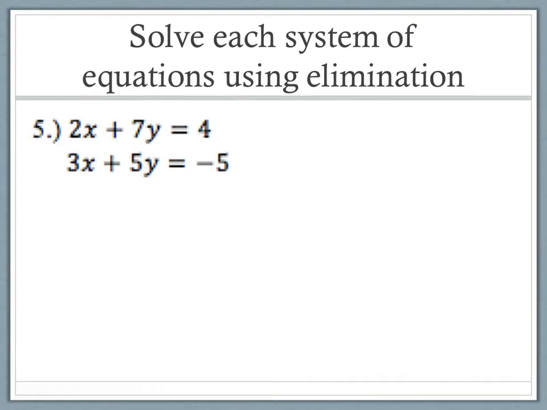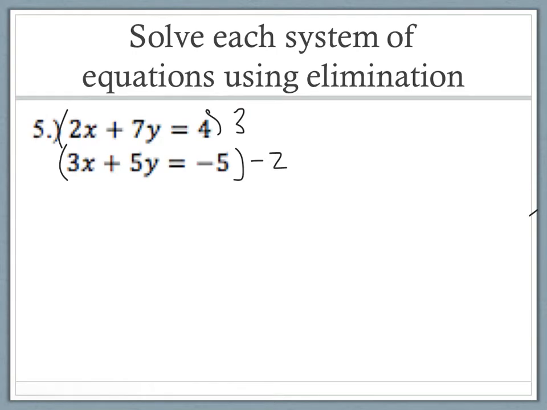Alright guys, so if I take a look at this equation, if I look at the 2 and the 3, there's nothing I can multiply either of those by to get the other number. Same with 7 and 5. So I'm going to actually have to multiply both equations by something. So I'm going to use the x's. I'm going to multiply the top one by 3, so I could get a 6x, and I'm going to multiply the bottom one by negative 2.